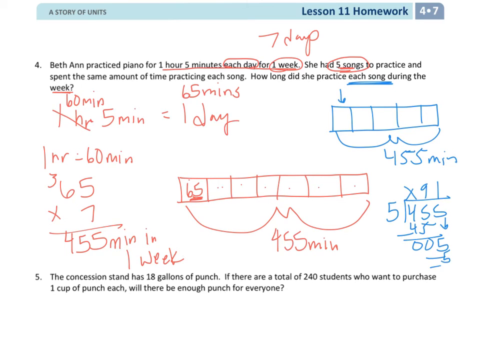And I see that I'm going to end up with 91. 91 what? 91 minutes. So I could then fill it in for each of these boxes. Or I can draw a little bracket above one of them and put 91. Either way works. So the very last thing I need is my answer statement. And I'm going to go ahead and put that in. And there's my answer statement there. And it says Beth Ann spent 91 minutes on each song.